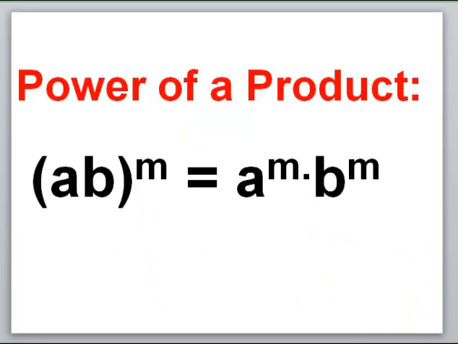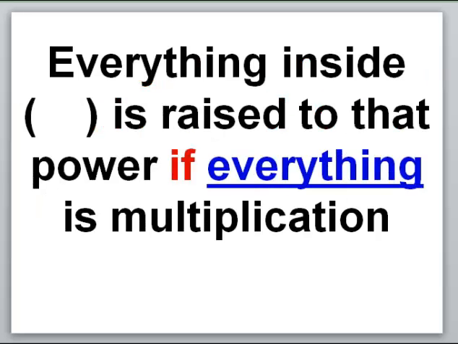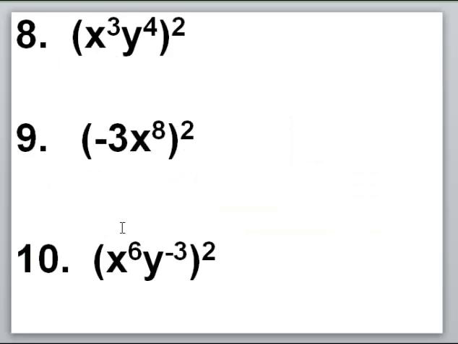Sometimes we've got more than one thing inside the parentheses, and so we have to take each of those parts to the exponent, or raise each of those parts to the exponent. So you need to make sure you know that everything inside the parentheses is raised to the power if everything is multiplied. As we look at these, they are all being multiplied together, so we are going to raise each of these to the power. What that means is we're going to use our rule each time. We're going to multiply these numbers together. So I've got x to the 6th, 3 times 2 is 6, and y to the 8th, 4 times 2 is 8.